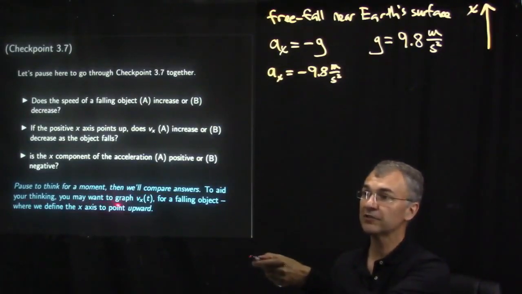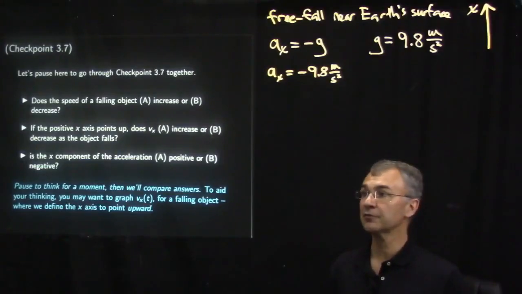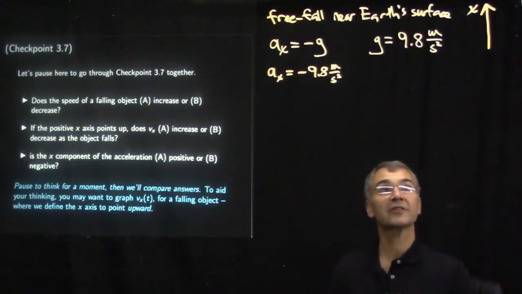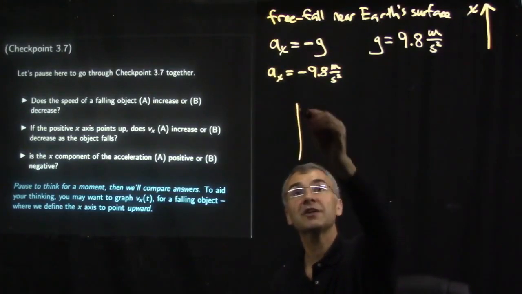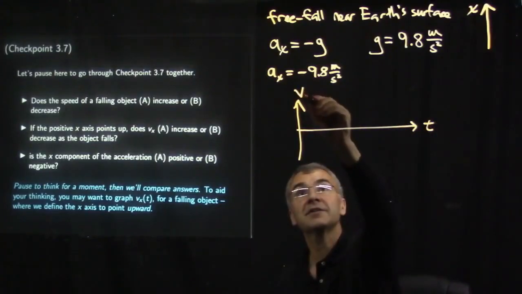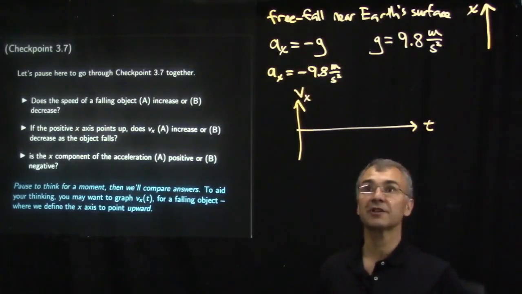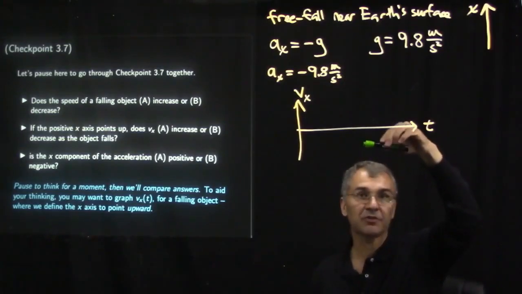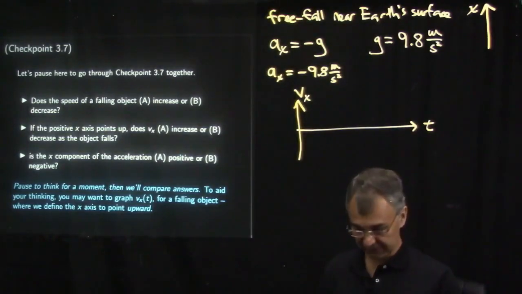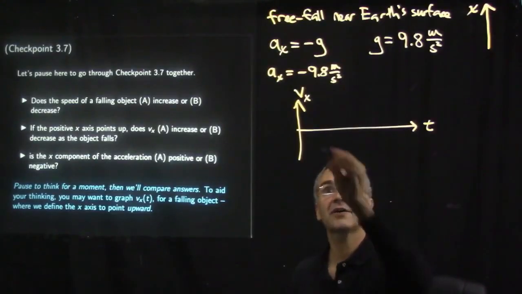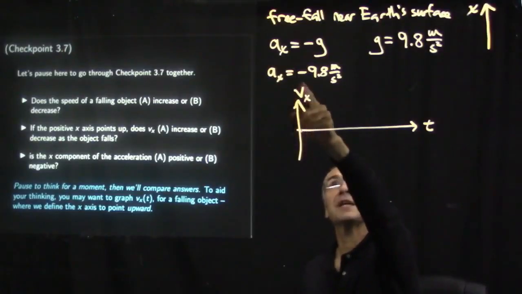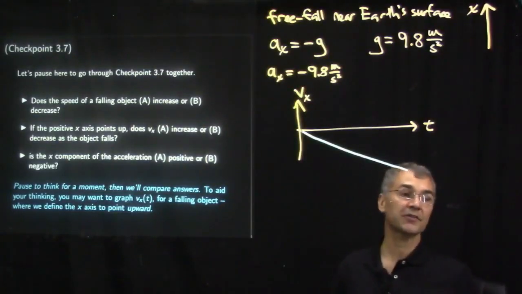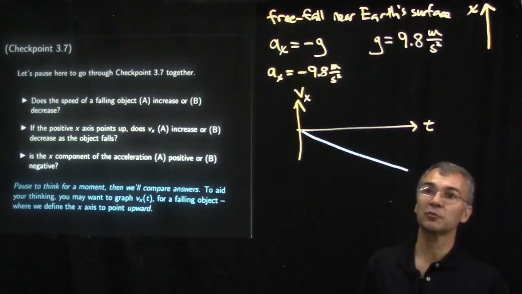I suggest you might want to draw a graph of v sub x versus time for a falling object. Remember, we're going to define the x-axis to point upward. I'm going to draw my own graph. We said falling, here is time, and here is the x component of velocity. If we say falling, I think that could mean, for instance, I just drop an object like that. When I first release it, its speed is 0, and then because we have a sub x is minus g, v sub x starts out at 0 and then becomes more and more negative over time.